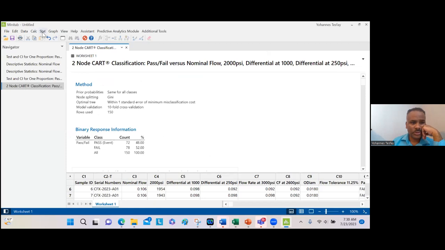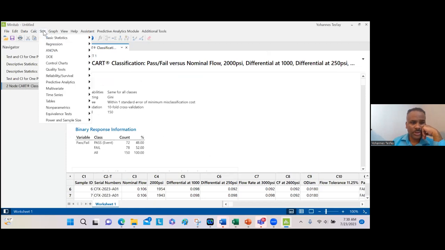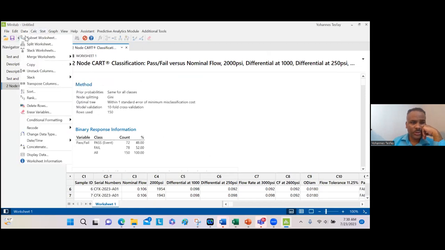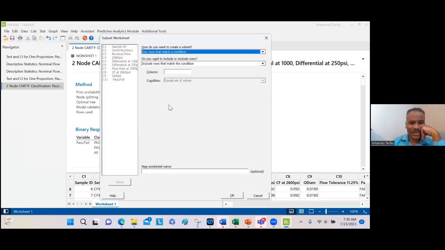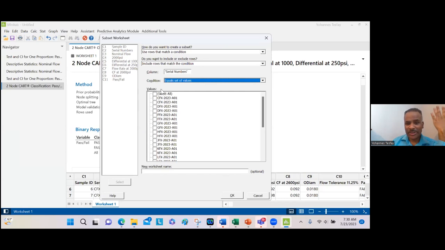Here you're going to go to Data and Subset Data, and here column by serial number. From here you're going to select those serial numbers that are poor, right here.